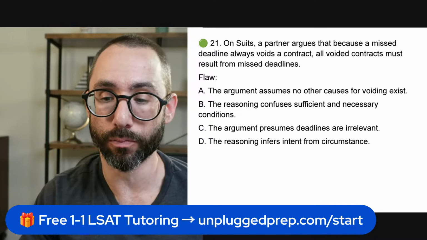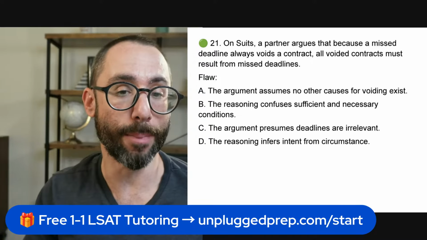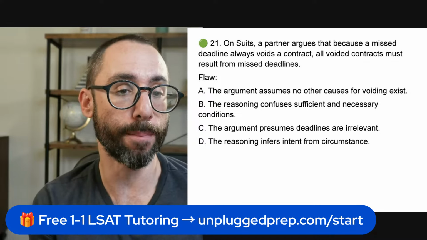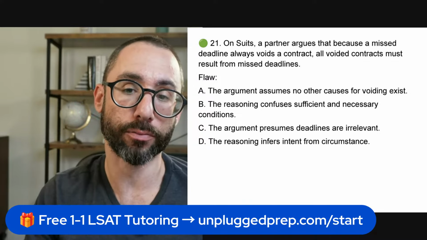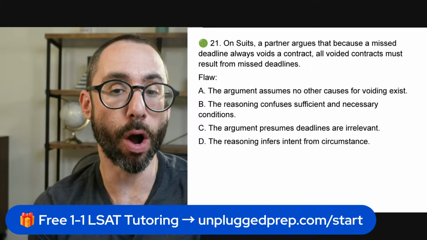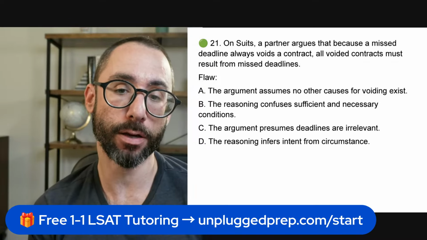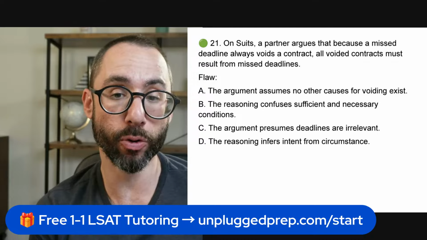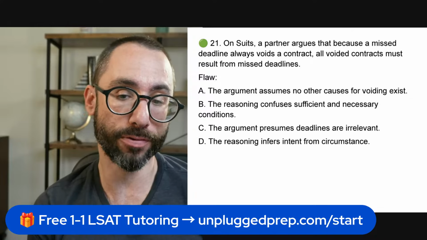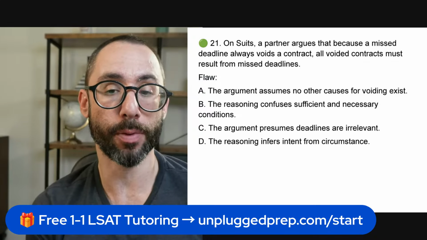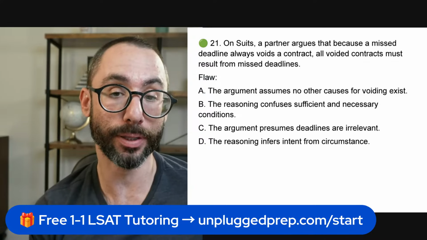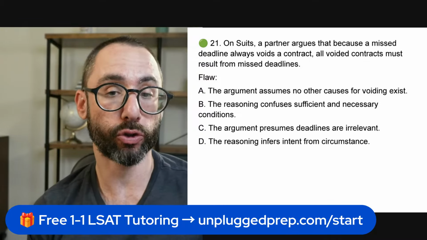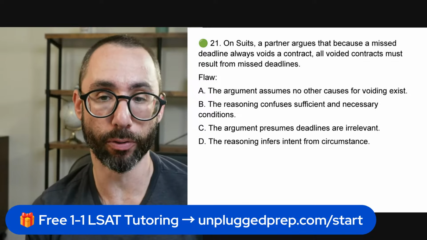On to number 21. On Suits, a partner argues that because a missed deadline always voids a contract, all voided contracts must result from missed deadlines. What is the flaw? A, the argument assumes no other causes for voiding exist. B, the reasoning confuses sufficient and necessary conditions. C, the argument presumes deadlines are irrelevant. Or D, the reasoning infers intent from circumstance. When you have your answer, please drop it in the chat, A, B, C, or D. If you're not sure, just drop a question mark, but do commit to an answer.